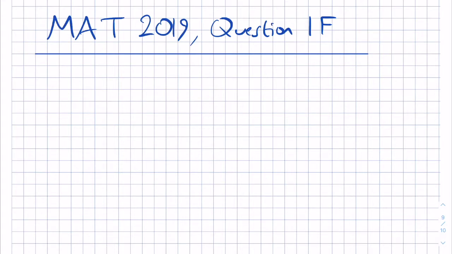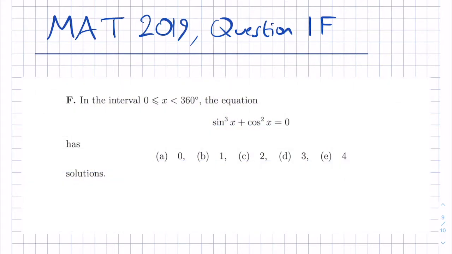The question says, in the interval 0 less than or equal to x less than 360 degrees, the equation sine cubed of x plus cos squared of x equals 0 has A 0, B 1, C 2, D 3, or E 4 solutions.